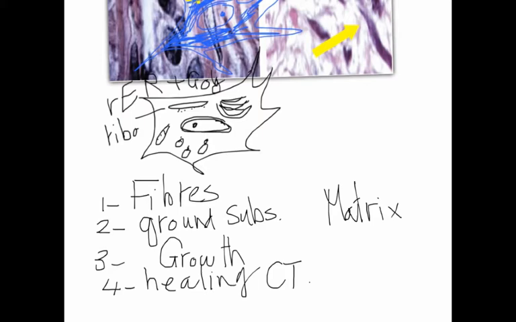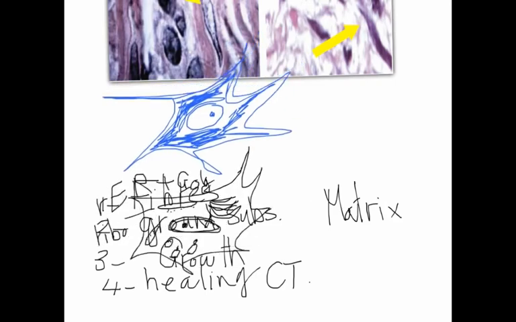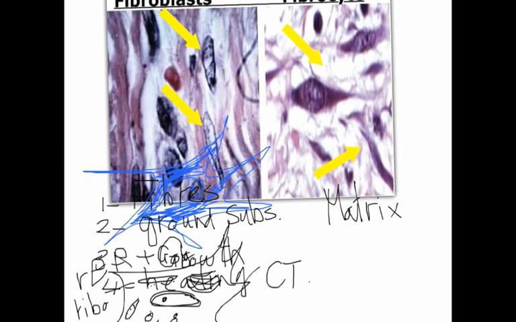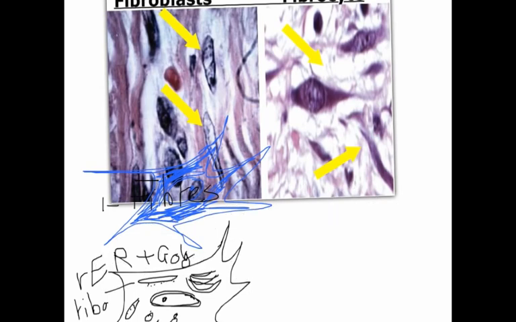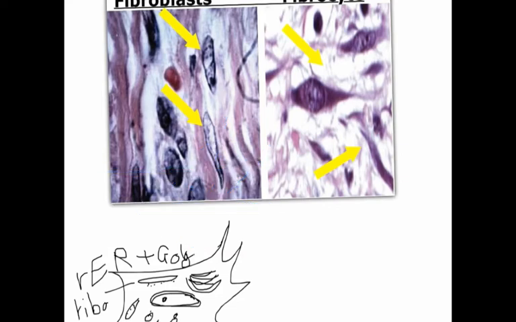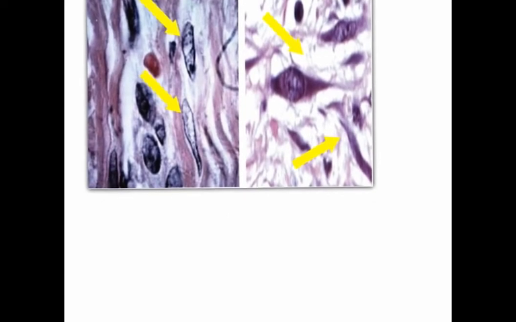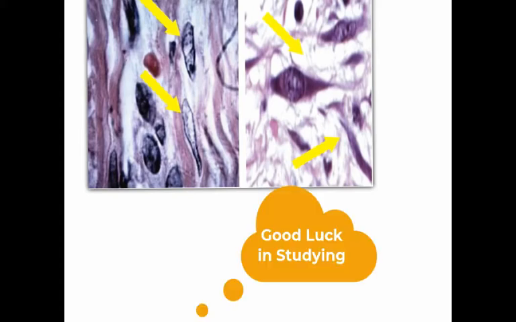Let's now move to the other cell, which is the old form of this cell, which is the fibrocyte. This is the fibrocyte, but we should remove these particles here to have more space. As regards the fibrocytes, it is the old form of the fibroblast. As regards the LM picture, you can differentiate between the old form and the fibroblast. How? By the following points.